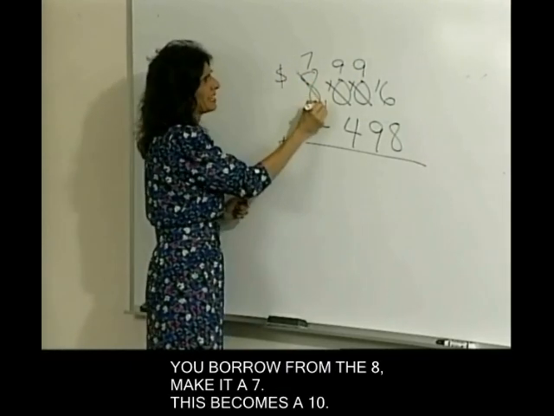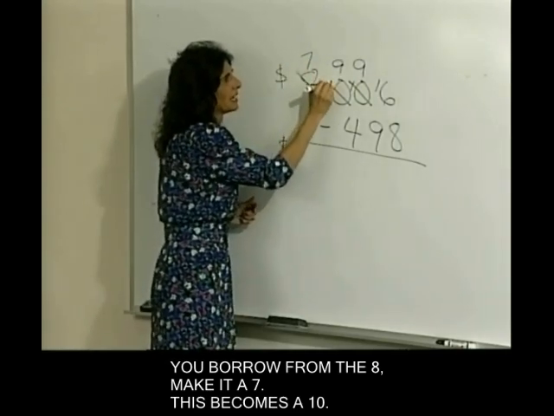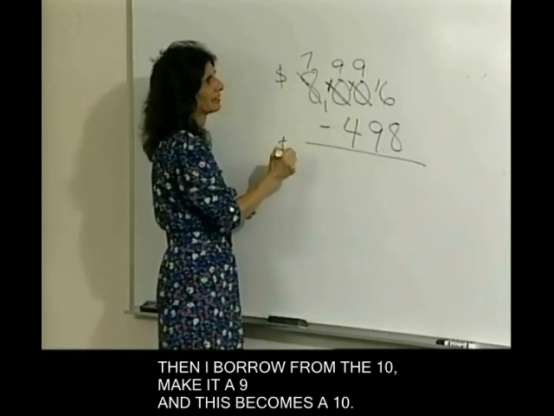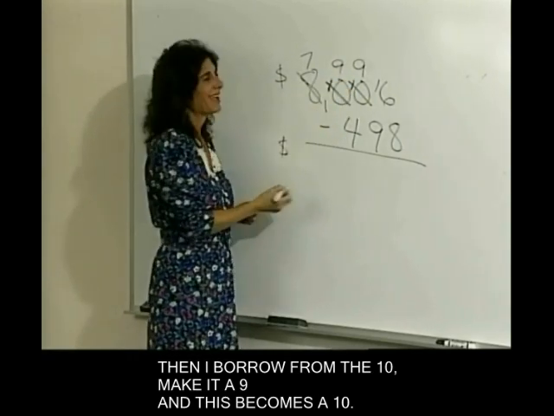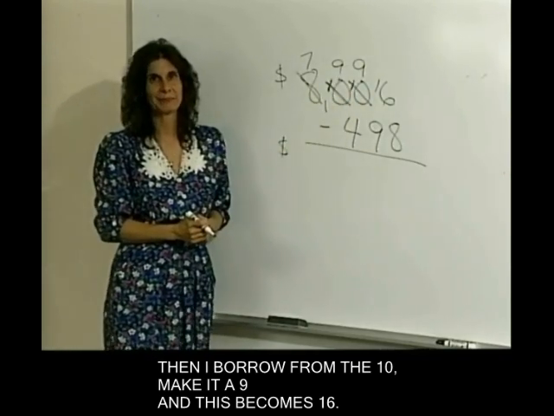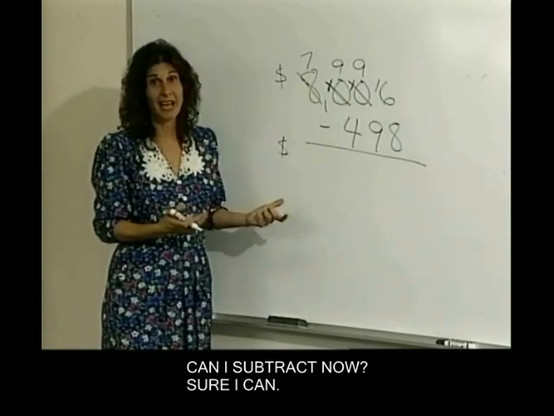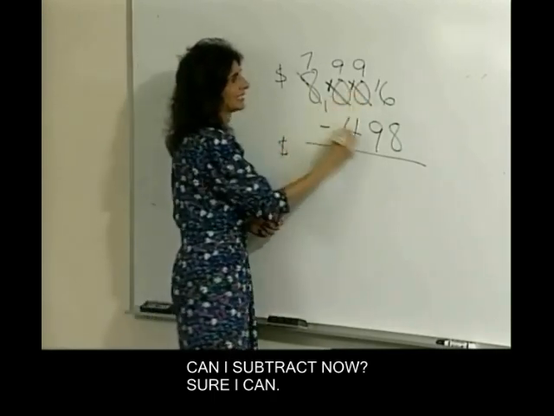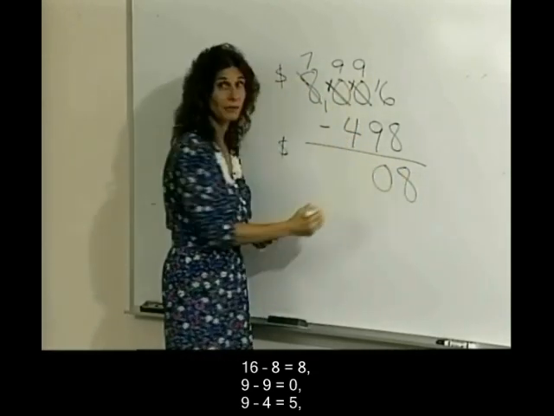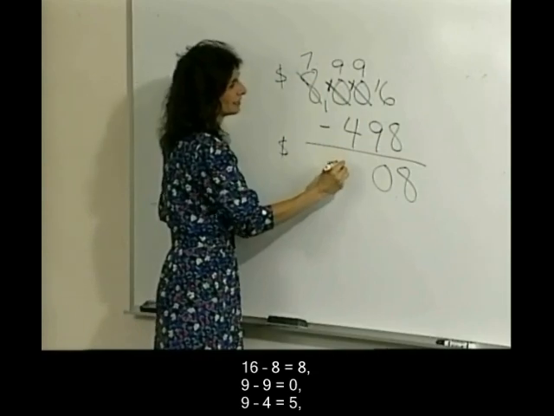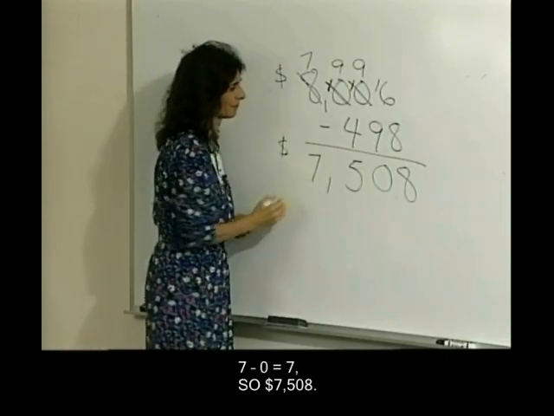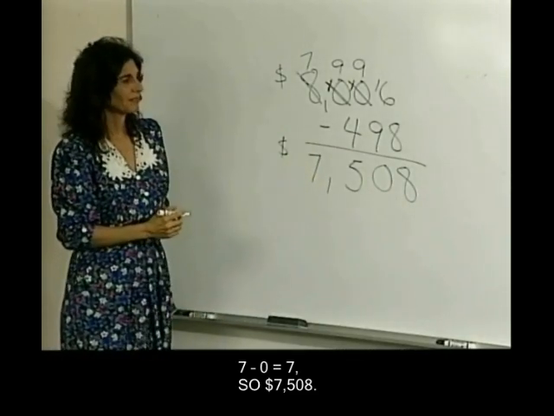You borrow from the 8, make it a 7, this becomes a 10. Then I borrow from the 10, make it a 9, and this becomes a 10. Then I borrow from the 10, make it a 9, and this becomes 16. Can I subtract now? Sure I can. 16 minus 8 is 8. 9 minus 9 is 0. 9 minus 4 is 5. 7 minus 0 is 7. So $7,508.